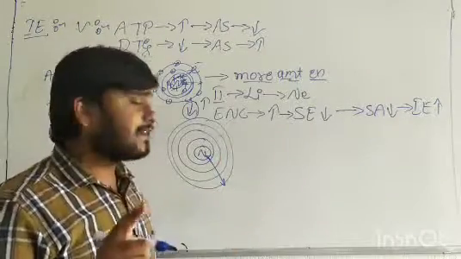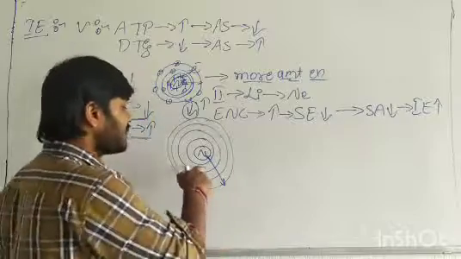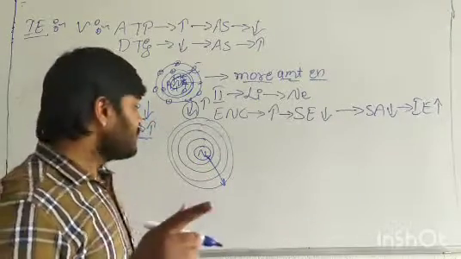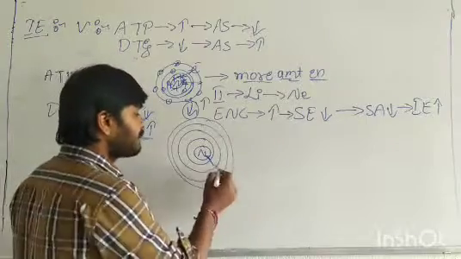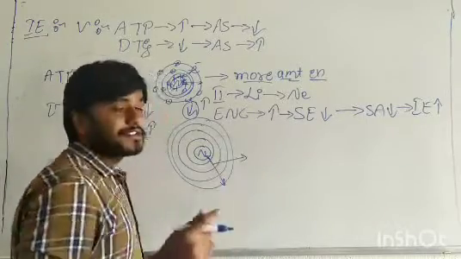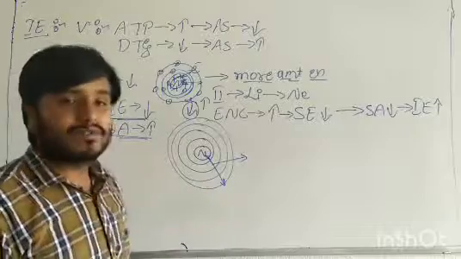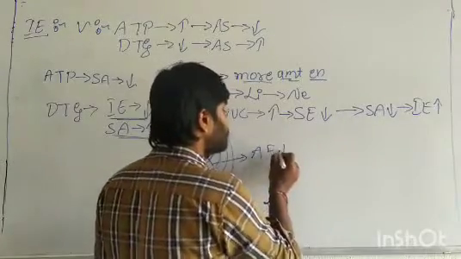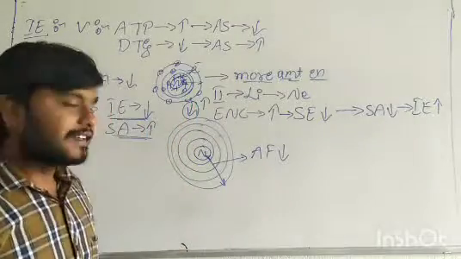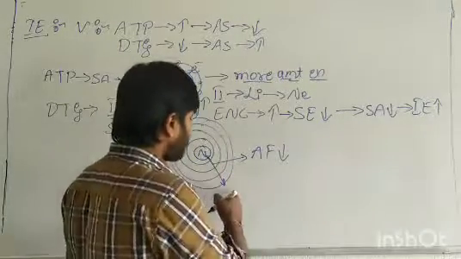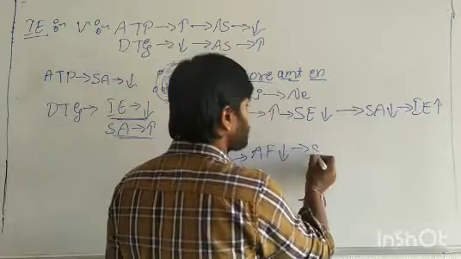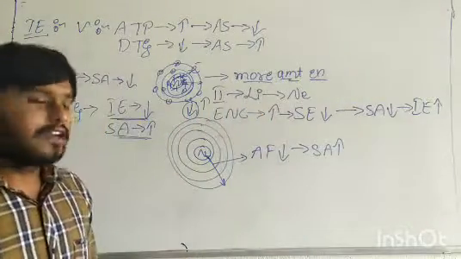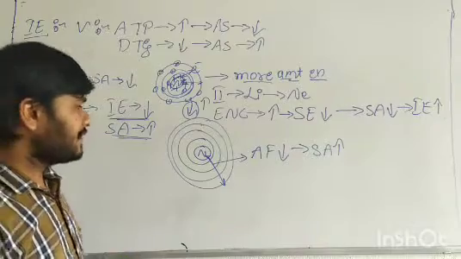If we are adding an extra orbital, then the distance from the nucleus to the outermost orbital will increase, so you know that as the distance from the nucleus to the outermost orbital increases, the attractive force will decrease. If attractive force decreases, the size of the atom will obviously increase.